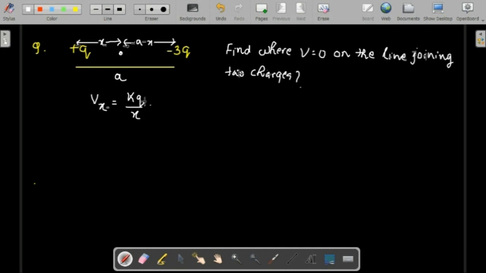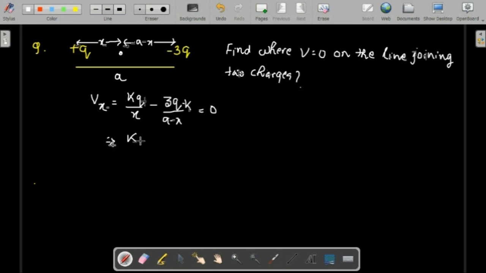Plus, the potential at this point because of minus 3q. As I said, it's a scalar, so we have to consider the minus sign. I can write it as minus 3kq divided by a minus x, with k into 3q. But we have to find where the potential is 0, so this sum must be equal to 0. This way, we can easily find the answer.